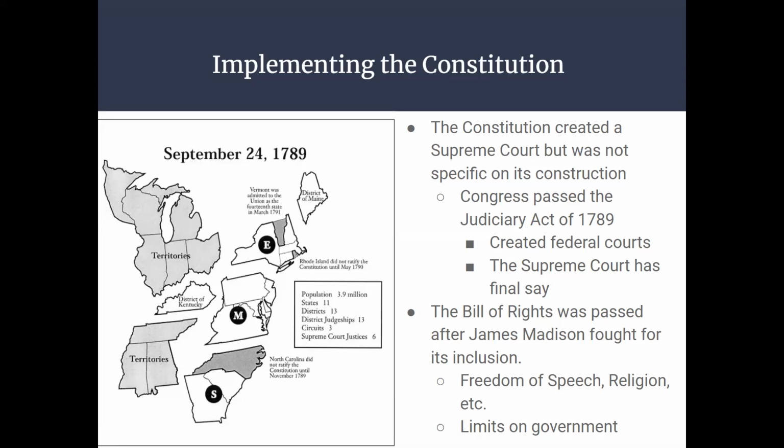With the Constitution, they also created the Bill of Rights. James Madison fought for its inclusion as protections from the government. It includes things like freedom of speech, freedom of religion, and other limits on the government.